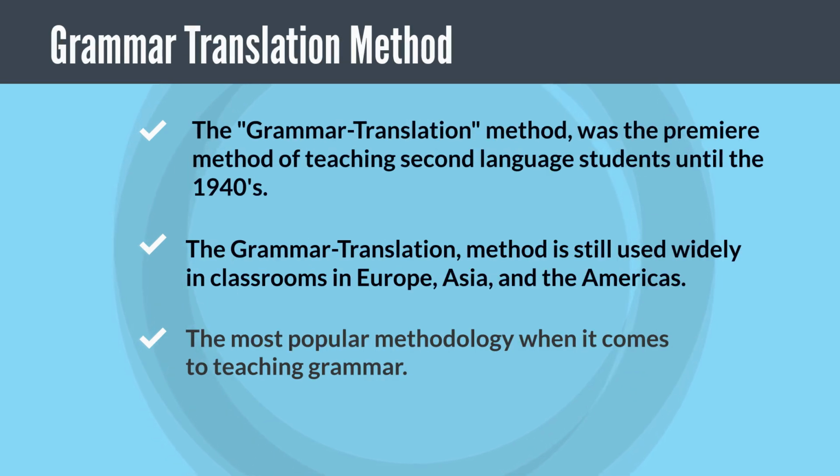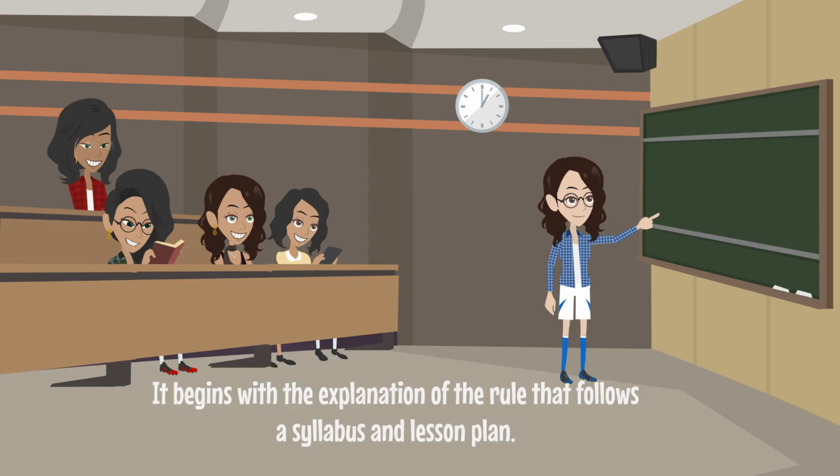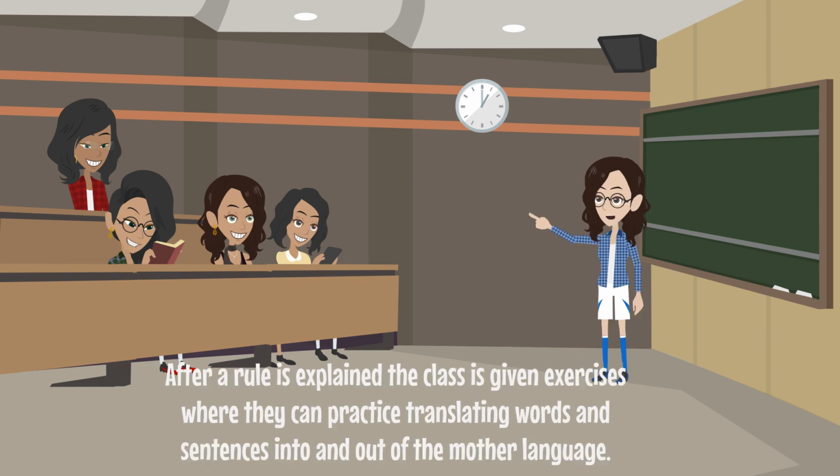Grammar translation method. The grammar translation method was the premier method of teaching second language students until the 1940s. The grammar translation method is still used widely in classrooms in Europe, Asia, and the Americas. The most popular methodology when it comes to teaching grammar. It begins with the explanation of the rule that follows a syllabus and lesson plan. After a rule is explained, the class is given exercises where they can practice translating words and sentences into and out of the mother language.